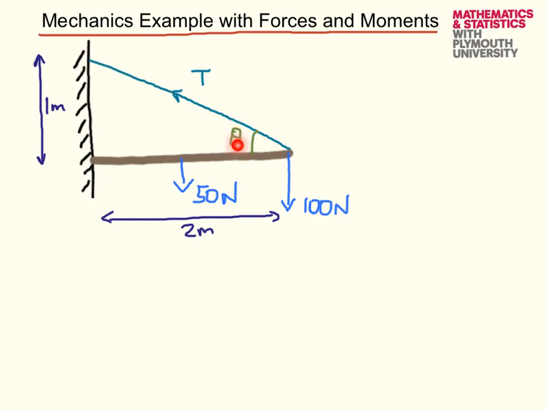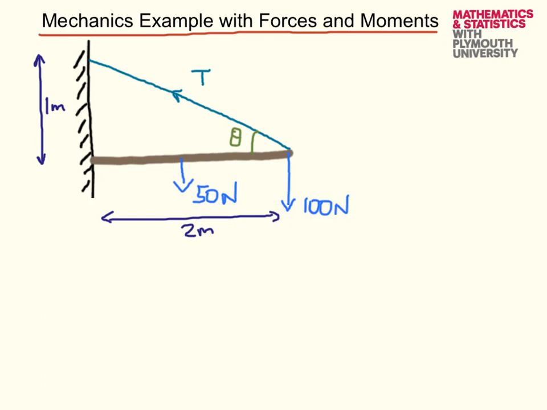and there is going to be a tension along this light cable which is at an angle theta, and we can work out theta in a moment because the distance between the rod hitting this wall here and the cable being attached to the wall is 1 meter, and I'm going to take the length of the rod to be 2 meters.